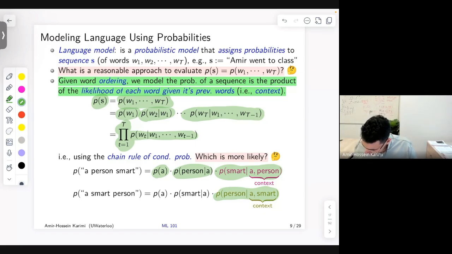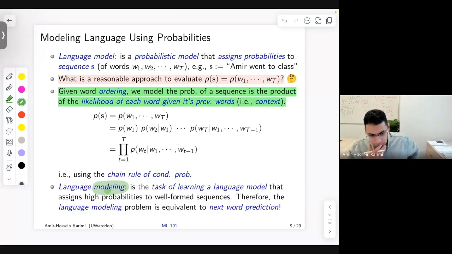Okay, so what is the task of language modeling then? The task of language modeling is the task of learning a language model that assigns high probabilities to well-formed sentences. And well-formed sentences are sentences where every next word in the sequence has a reasonable likelihood. That's why the task of language modeling is sometimes referred to as next word prediction.